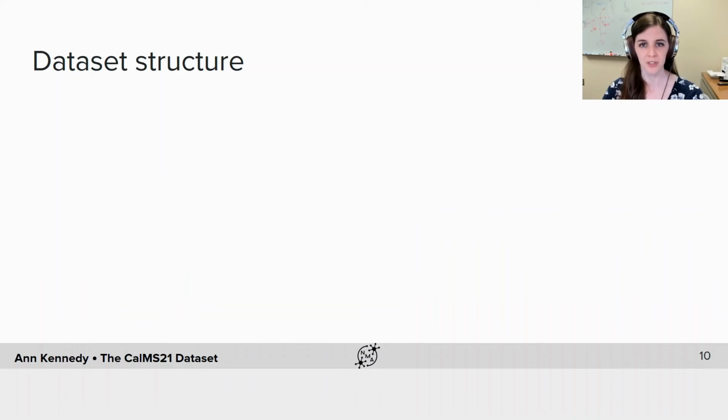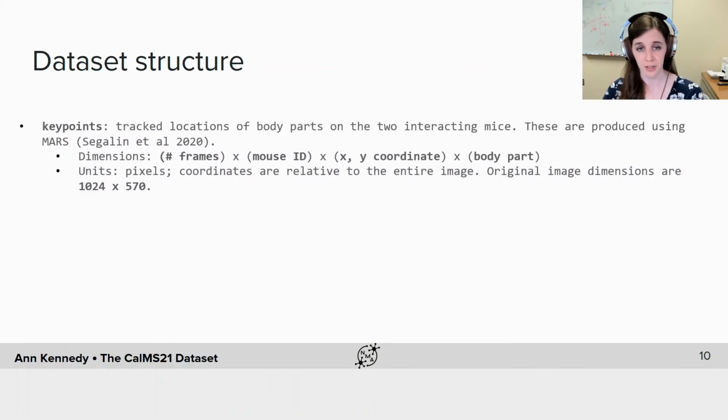So the CALMS21 dataset is stored in a JSON file with the following components. First of all, there are the key points, which are the 28 values that I just described for you. They're in a large matrix, which is dimensions frames by mouse ID, first mouse is the resident, second is the intruder, by XY coordinate by the 7 body parts, and the units are in pixels relative to the original video frame, which is dimensions 1024 by 570.